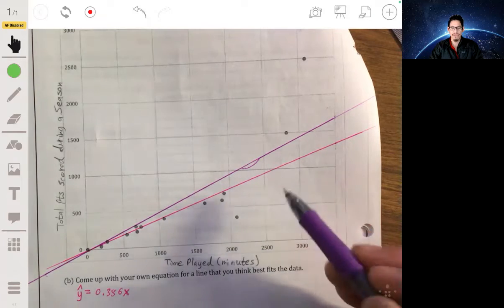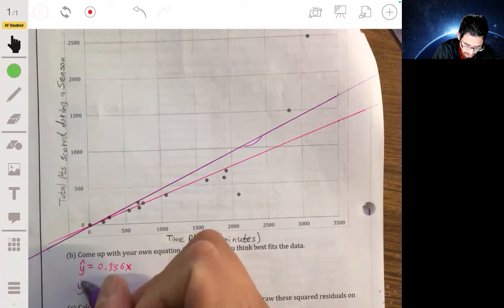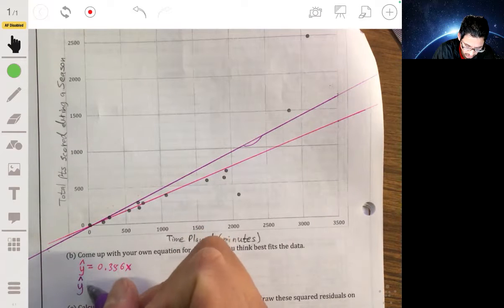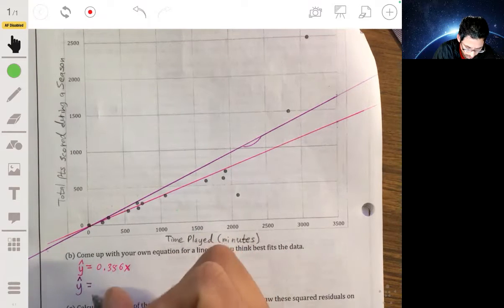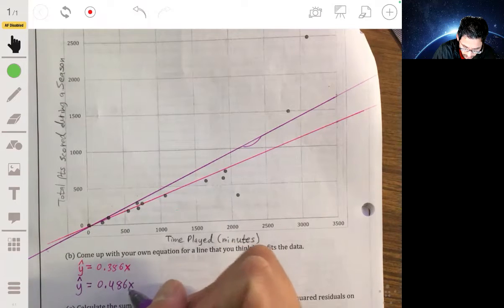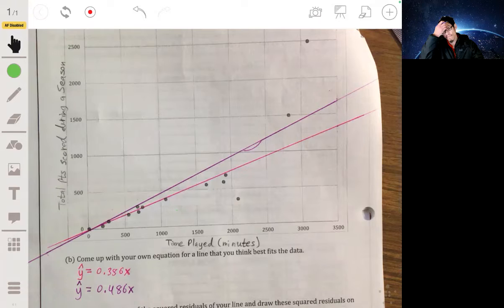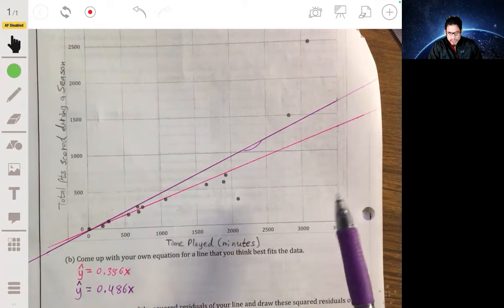So you have two students arguing, and we actually figured out what the equations for that pink and purple line were. We found that this one was 0.486x. Now these are lines that my students have actually picked in previous years that I've taught this class. And the question is, which one is better? How do you know which one is better?